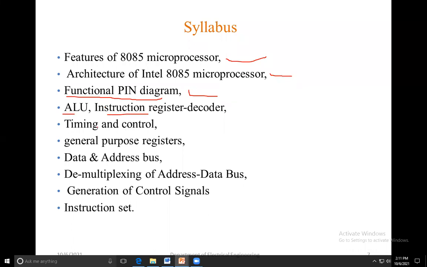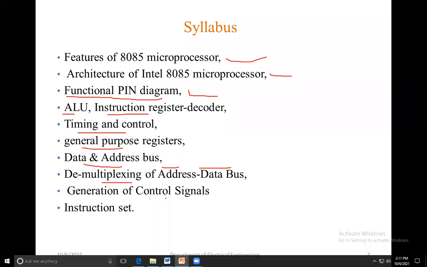ALU, instruction register, timing and control diagram, general purpose registers, data bus, address bus, demultiplexing. What is multiplexing? What is meant by the address bus? What is meant by the data bus? These are similar points present in your 8051. If you understand what the data bus and address bus are, the same points repeat in 8051. What is meant by the timing diagram and the instruction register is also the same in 8051, so it is only a repeat.